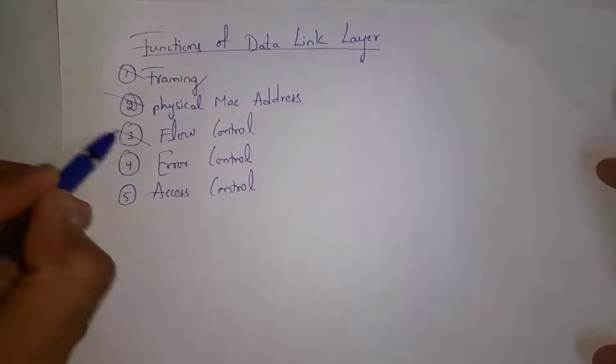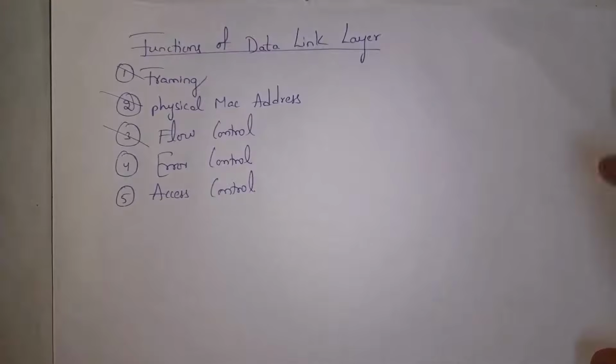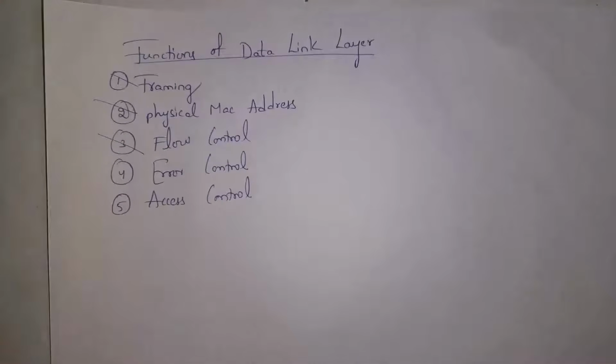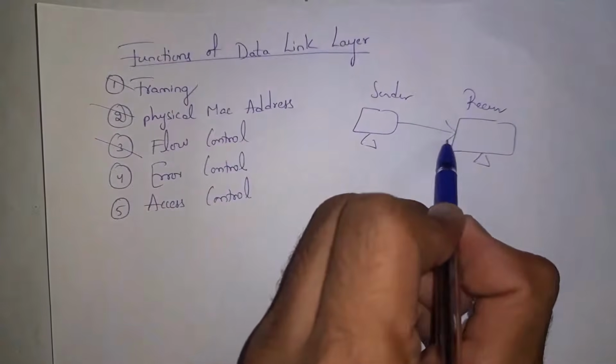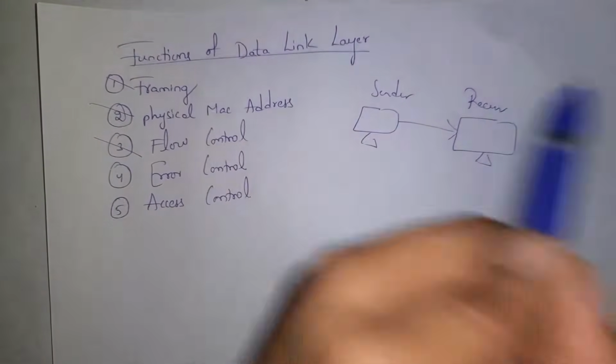The third one is flow control. For example, in your college, there is one below average student and the principal says to prepare him 10 subjects in one day. An average student cannot prepare 10 subjects at a time. It is a burden for him. In the same way, flow control means how much speed the receiver can receive data. At that speed, the sender must send data.